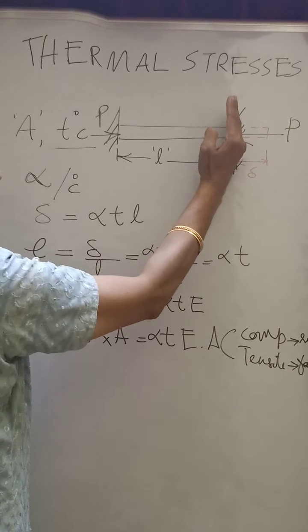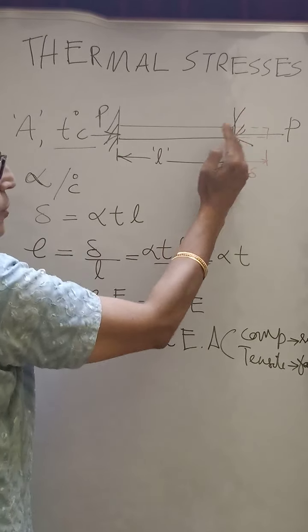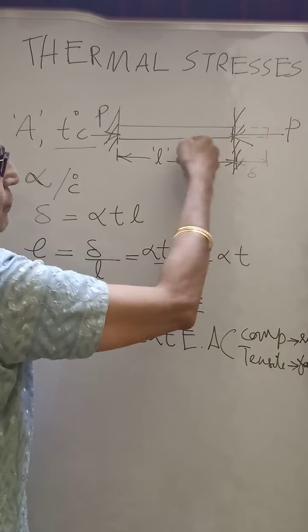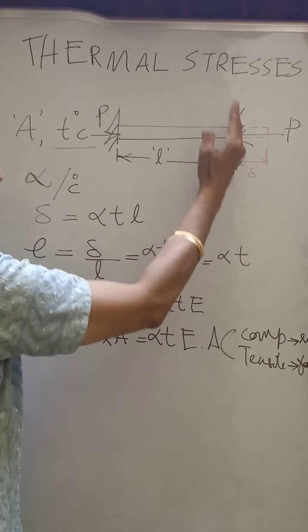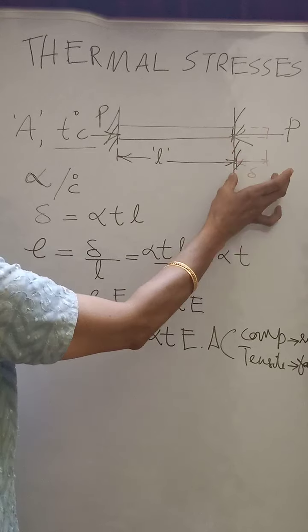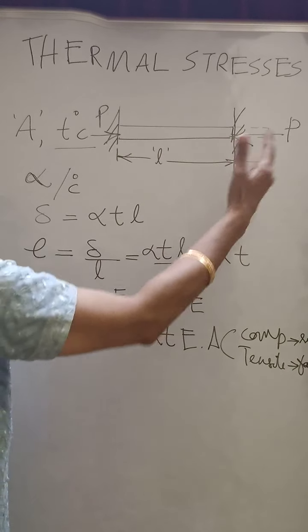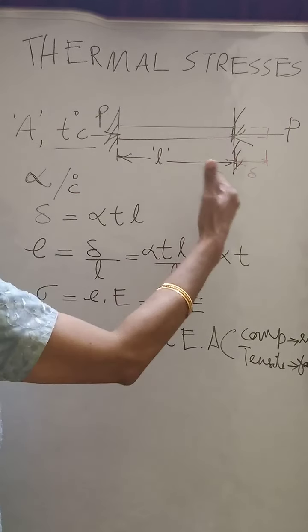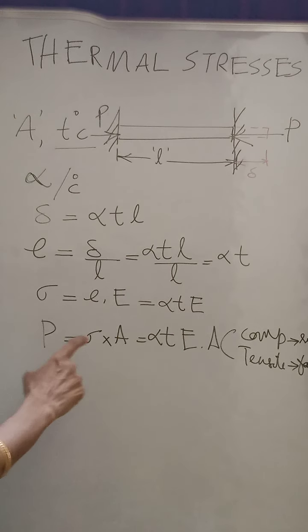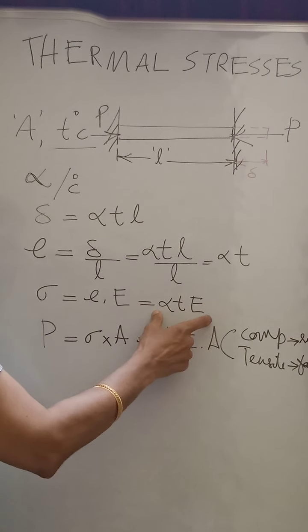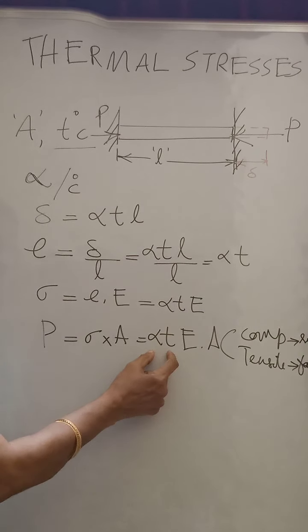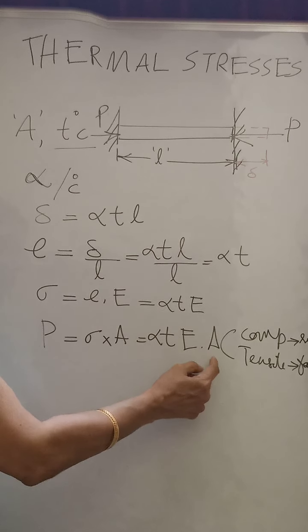If you are restricting this bar at this particular end, so that it is not free to expand, a compressive force will be developed in the supports, so that this expansion is prevented. So a compressive force P is developed, equal to stress into area. Stress you have already got, so that is alpha T into E into capital A.